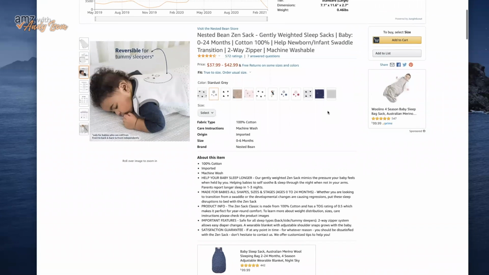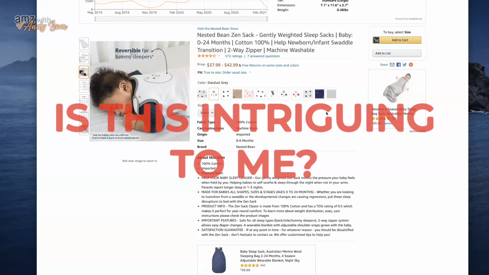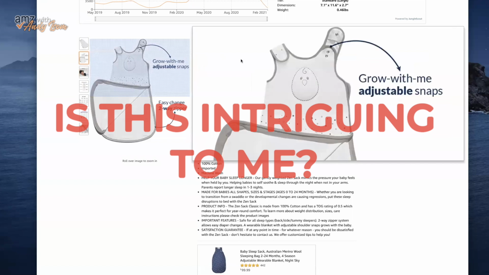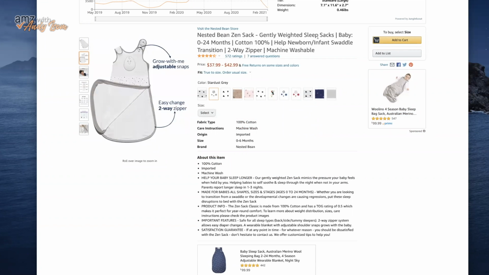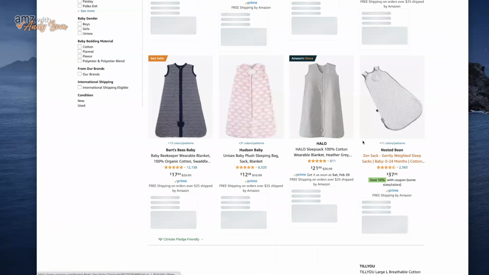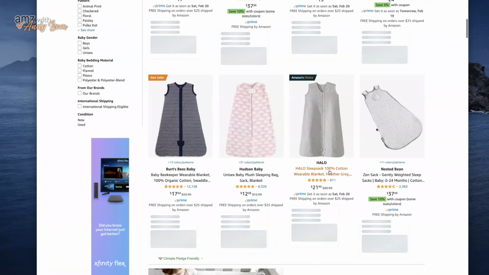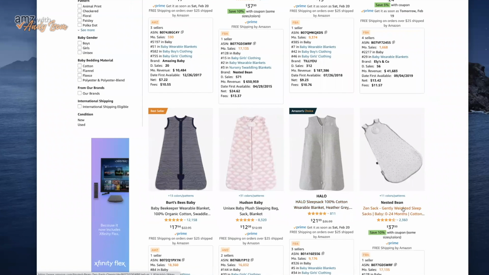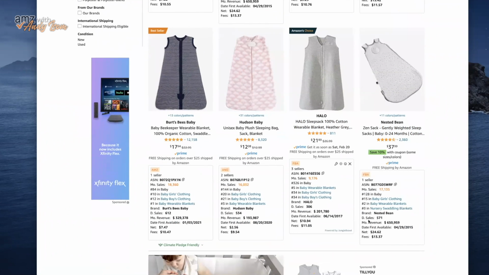And then they're going to think to themselves, is this intriguing to me? Do I like the idea of this gently weighted sleep sack with the adjustable straps and things? Or would I rather go with the simple Halo design? And obviously there are people who buy both kinds because we've seen the data. They each are selling really well. There are just different markets out there.